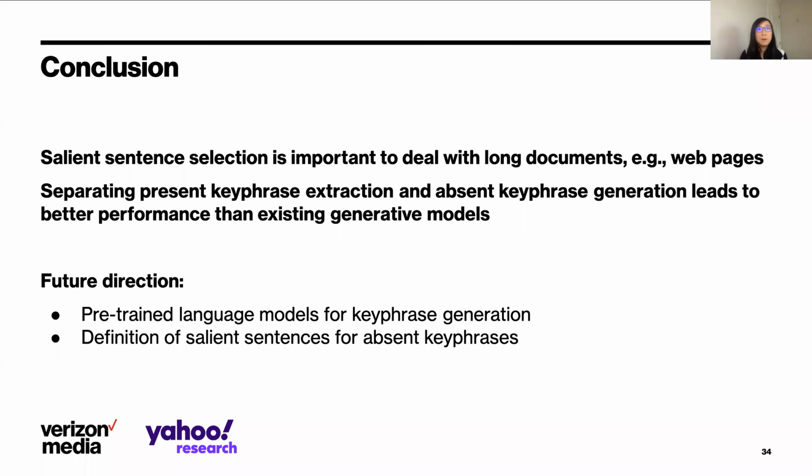And also, we are adopting a very simple definition for the absent key phrase, and it has a number of drawbacks, so that as for now, we are not seeing much improvement for absent key phrase. We only reduce the computation, but not really boosting the performance. So we are also investigating better ways of defining salient sentences. And hopefully with that, we could boost the keyword quality for the absent key phrase as well.